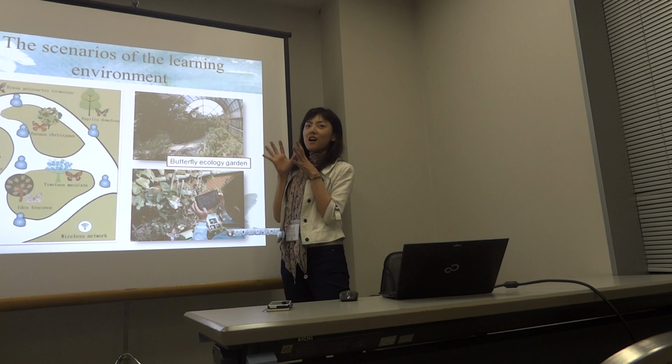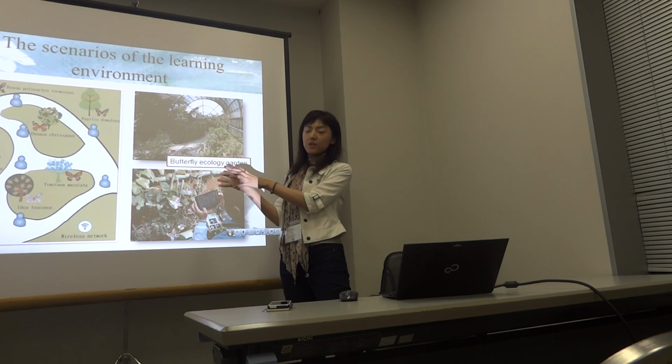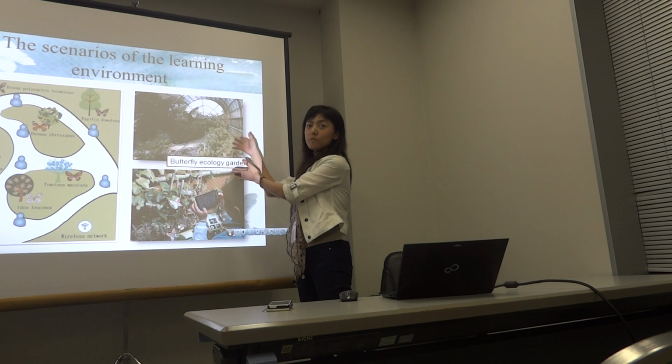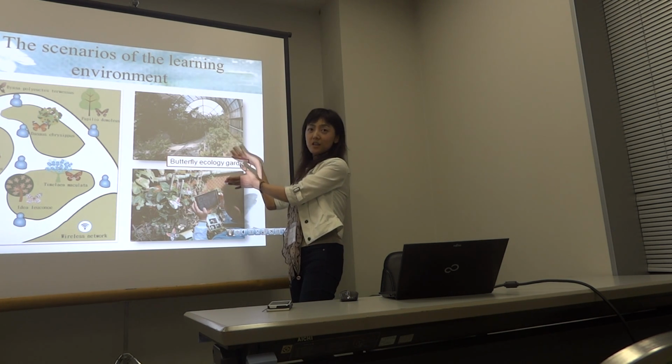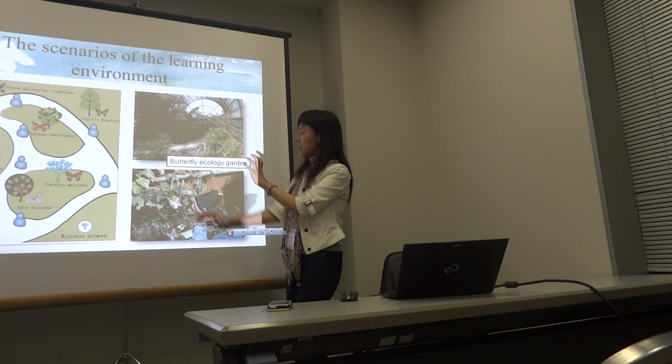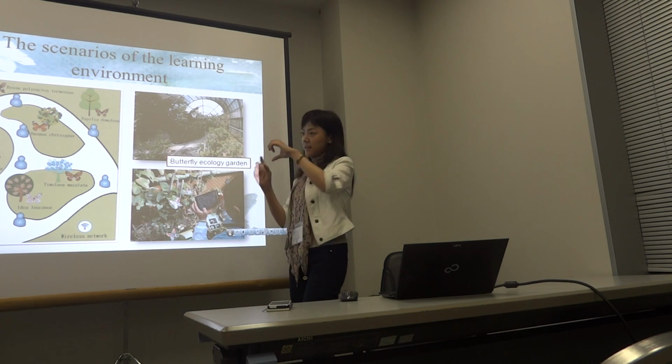So here is the map of the butterfly touch garden. We also showed that in the system. And then there is a photo of the real butterfly touch garden, and the students use the tablet PC to learn. There are some butterflies here, so they can observe and they can see.